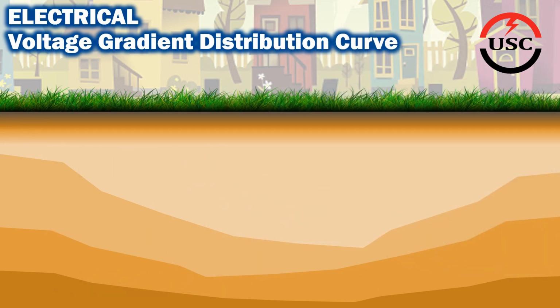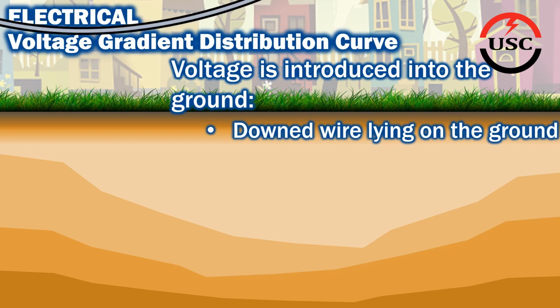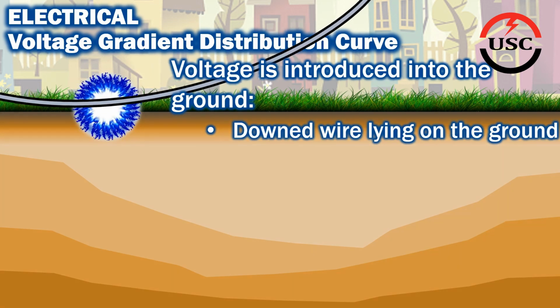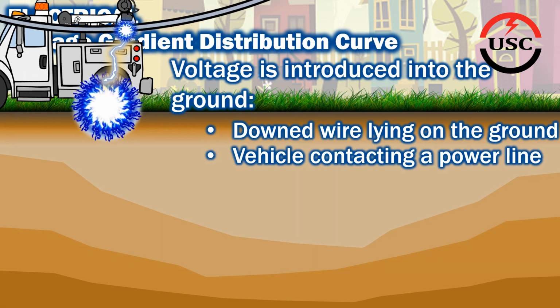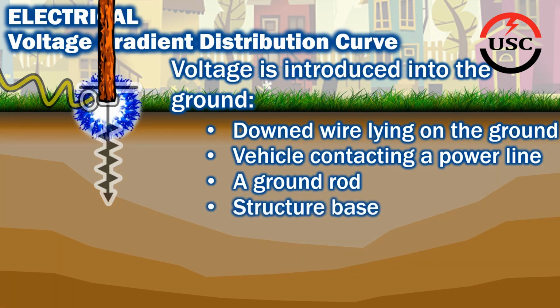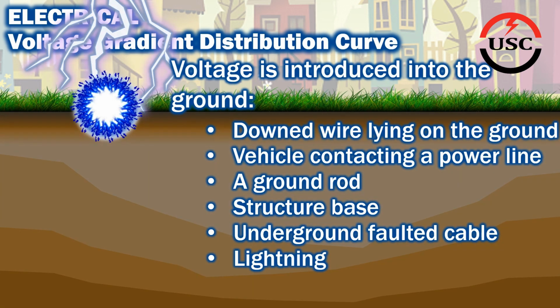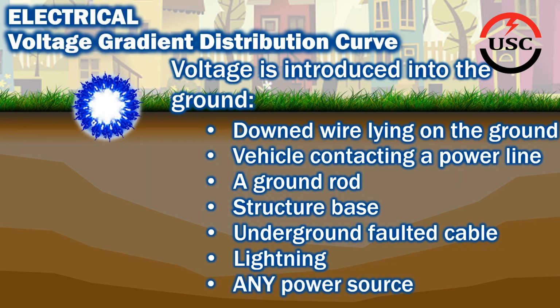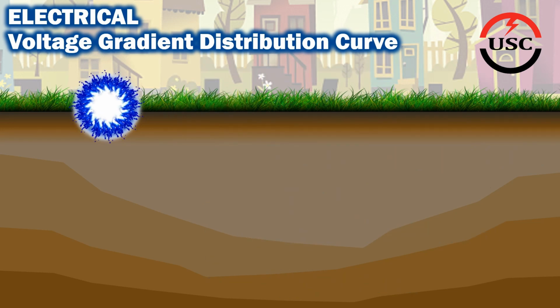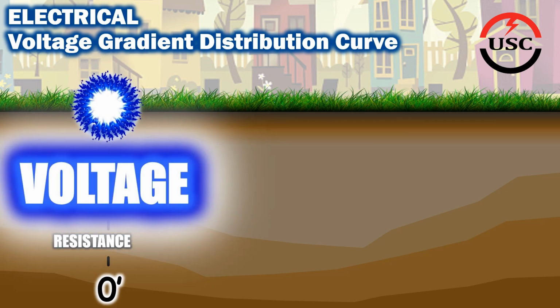Now, let's say that for whatever reason, voltage is introduced into the ground. This can be accomplished in any number of ways, including a downed conductor making contact with the ground, a downed conductor landing on a vehicle that is making contact with the ground, a temporary ground rod channeling a fault into the ground, the base of a pole or tower, an underground faulted cable, even a lightning strike. Anything that serves to conduct and channel voltage to the ground. Whatever the source of the electricity, at that exact location where it enters the earth, there is very little dirt, which means very little resistance. Therefore, you would expect the full amount of voltage to be present.